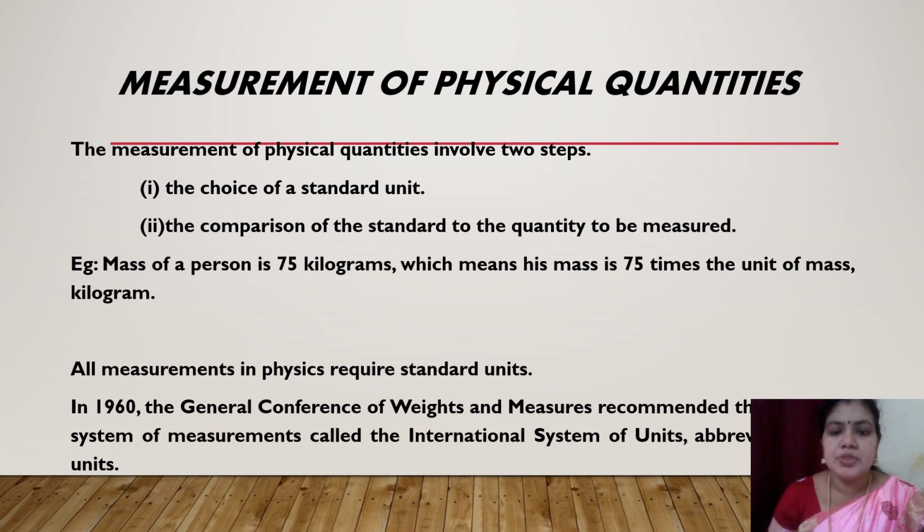Now we'll come to the second part of the content, measurement of physical quantities. The measurement of physical quantities involves two steps: the choice of the standard unit and the comparison of the standard to the quantity to be measured.